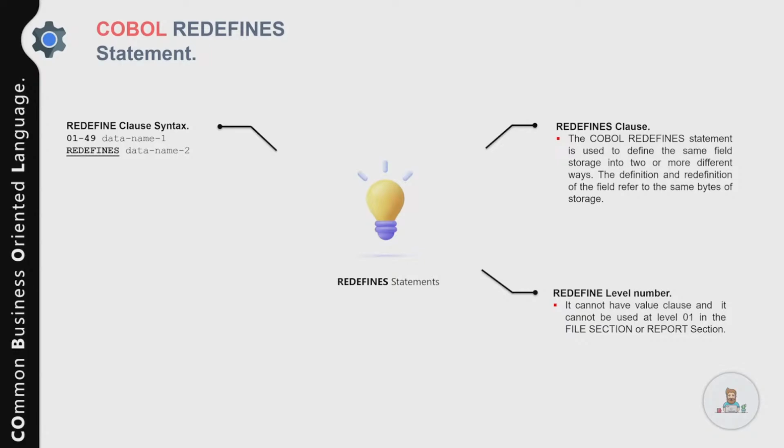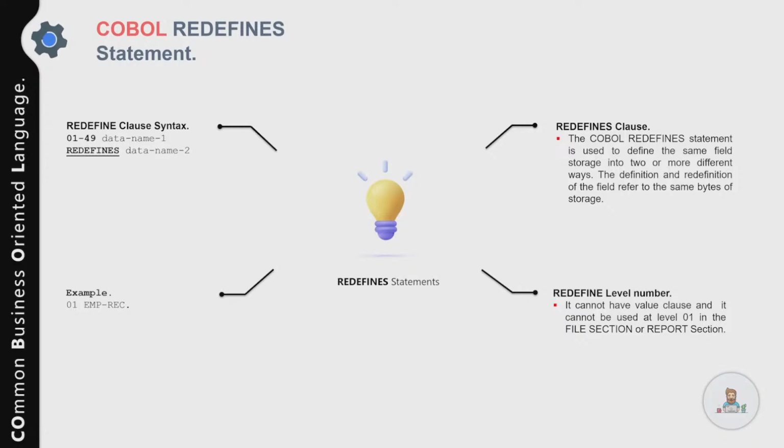Now let's talk about the syntax of the redefine clause. The syntax is pretty simple. You have a level number from 01 to 49. Thereafter you have data name 1, that is the new name of the redefined variable. After that you have the REDEFINES keyword followed by data name 2, and data name 2 is the source variable name that you want to redefine. When you define a field, you use 01 for the top level group item. Then for the next level, you can use numbers 02 to 49. In practice, most programmers use 05 for the second level and 10 for the third level and so on.